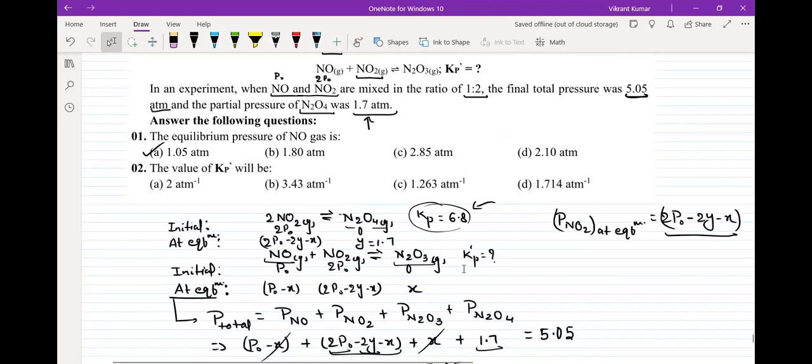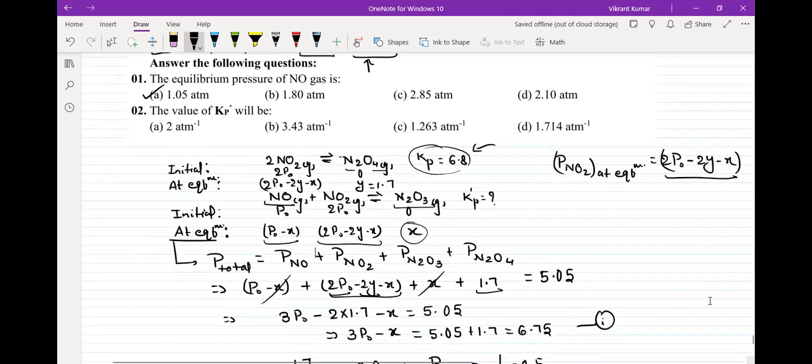And then the second, Kp dash, you can get from here, X upon this into this, that will give you this. Just check it, I don't remember the answer exactly, I don't remember it at all, so just check that.